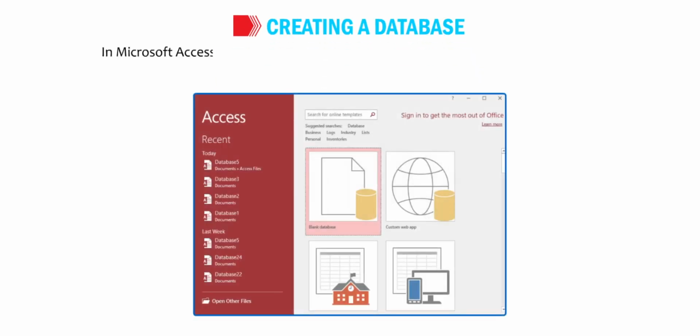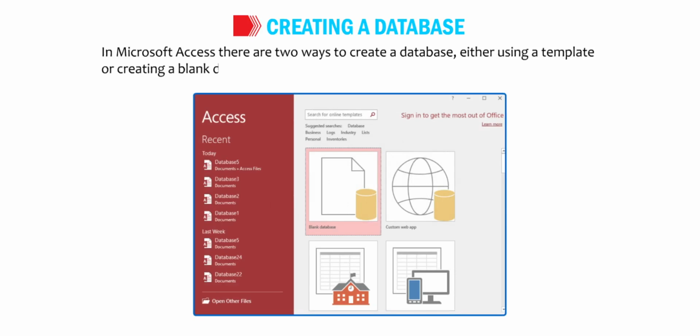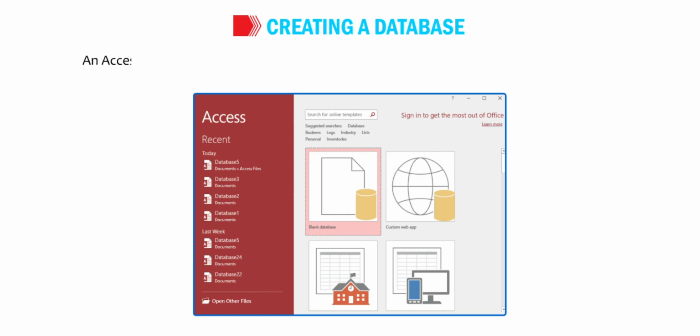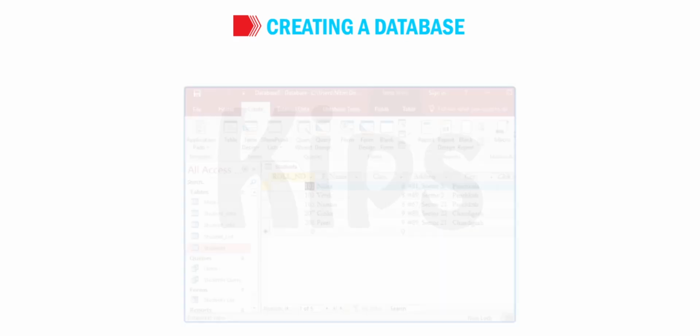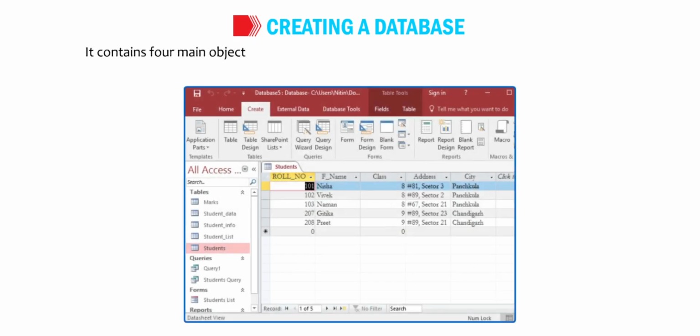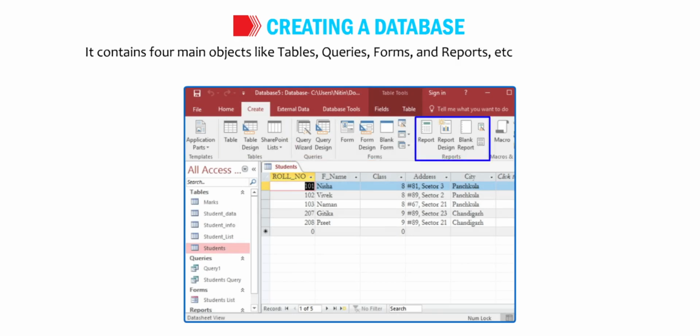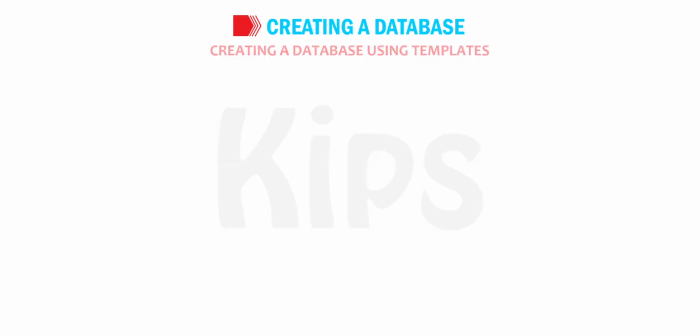In Microsoft Access, there are 2 ways to create a database, either using a template or creating a blank database. An Access template helps in creating a complete database application which is ready to use. It contains 4 main objects like tables, queries, forms and reports, etc. that you need to perform a specific task.